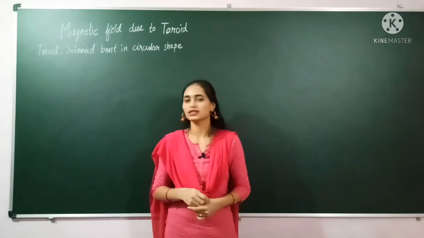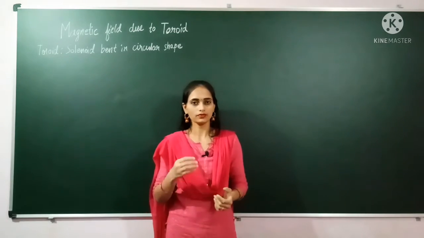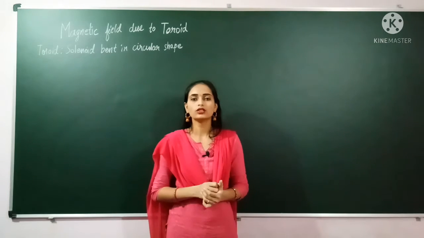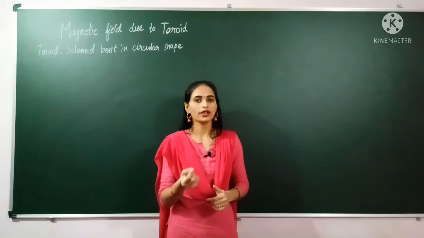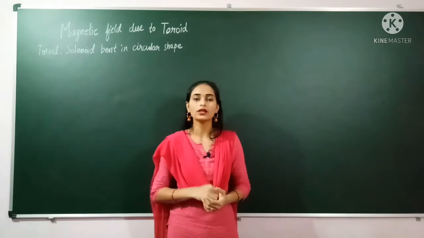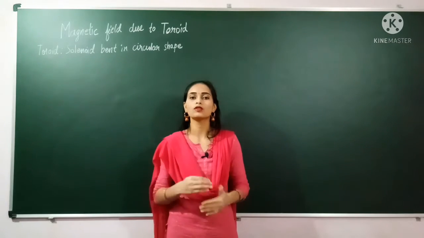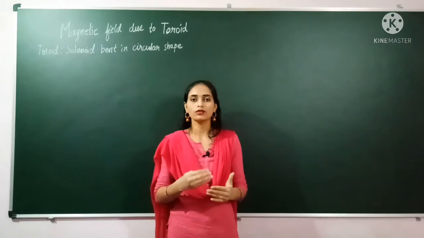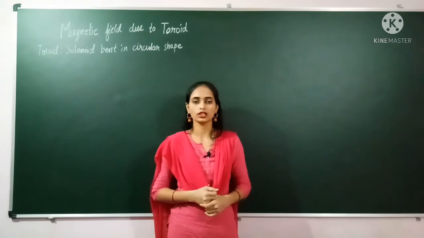Now we will discuss the toroid, and why we are studying it: it creates a magnetic field. In this toroid we are going to study three cases: one point inside the toroid, one point at the center of the toroid, and one point outside the toroid. At all these three points we will calculate the magnetic field with the help of Ampere's circuital law.